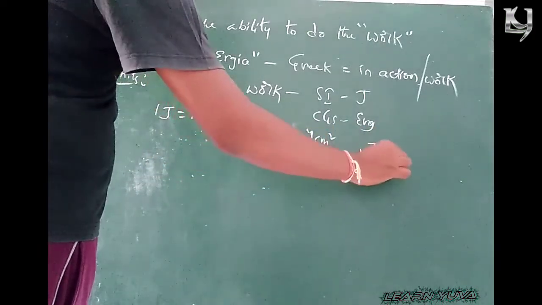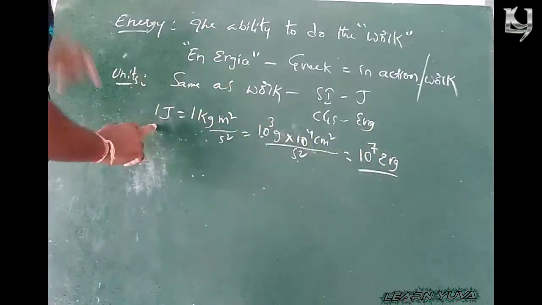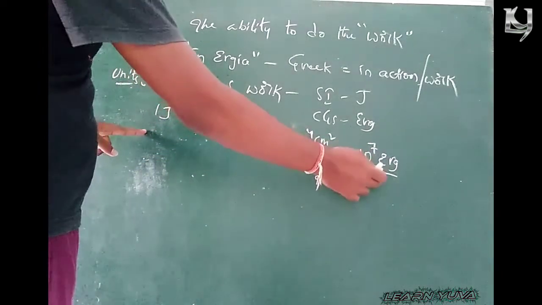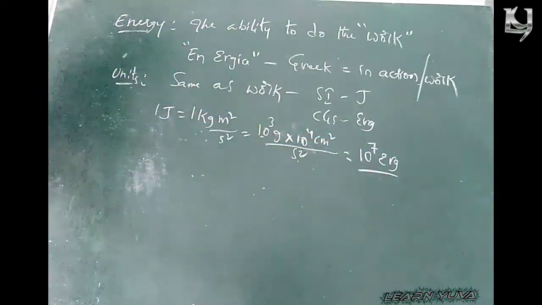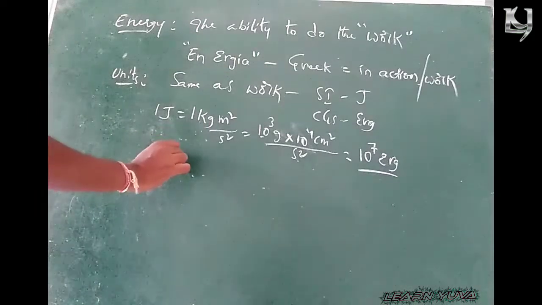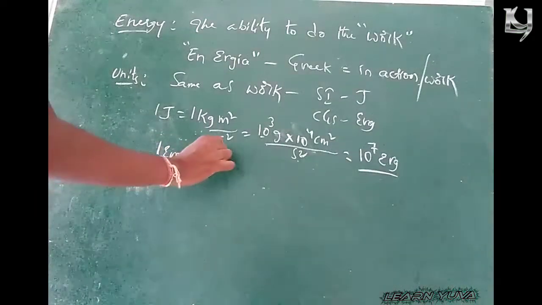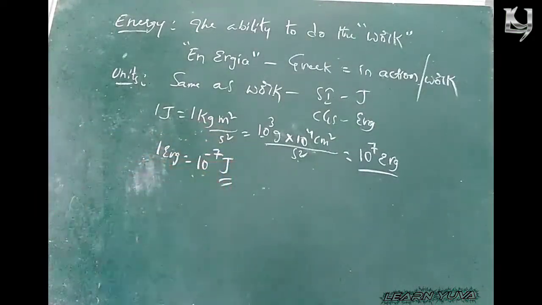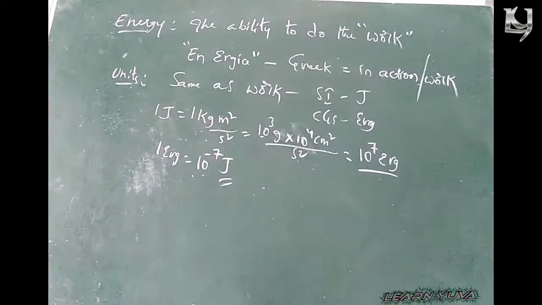is nothing but erg. So 1 joule is equal to 10 power 7 erg, and 1 erg is equal to 10 power minus 7 joule, right? I think I already said this when I discussed the topic in work, right?